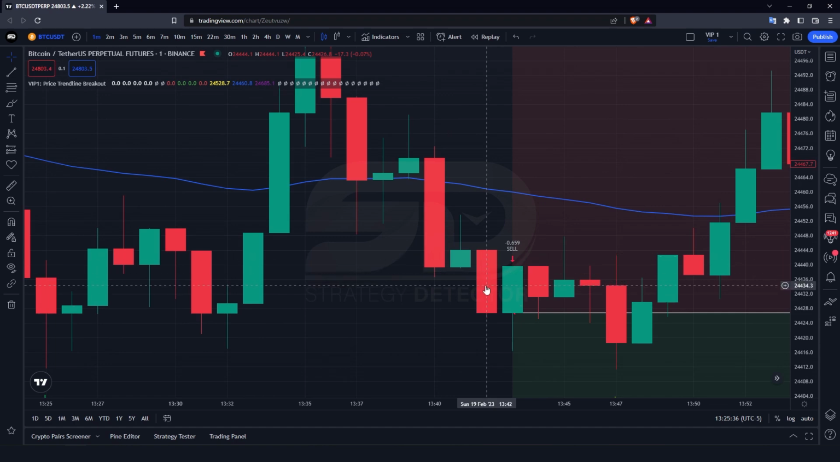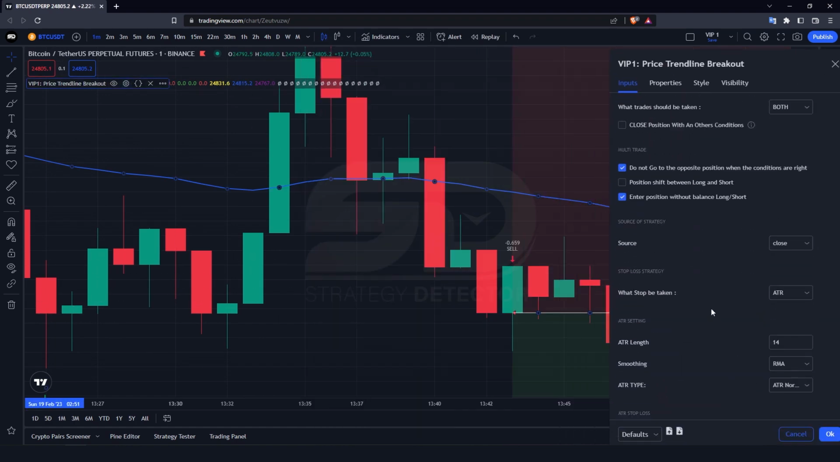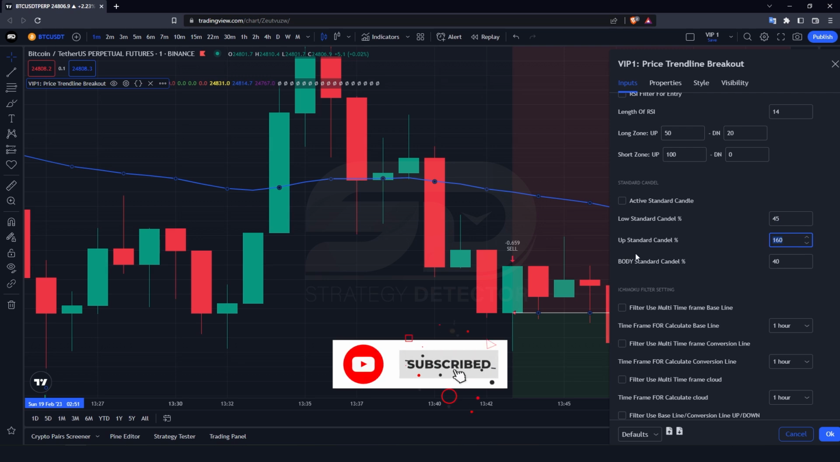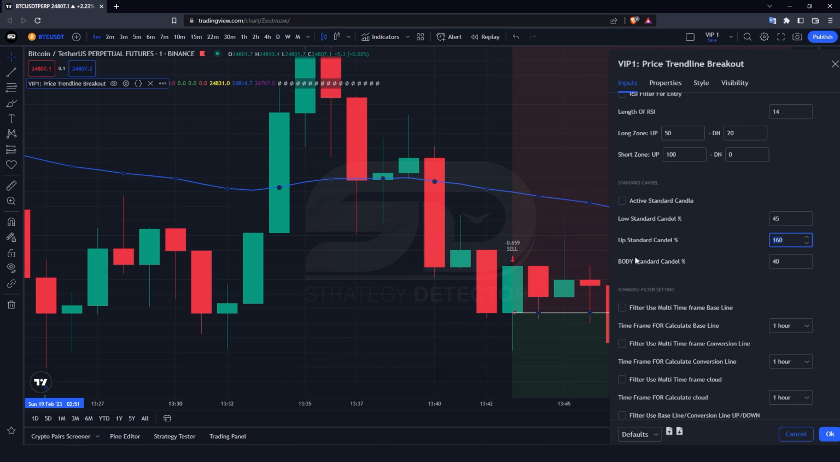This candle is our confirmation candle and it is a standard candle. This candle must be at least 45% of ATR. It means that this candle's body should be more than 45% of ATR. So with this option here, we avoid doji candles. Also, this candle's body must be lower than 160% of ATR. Using this option, we avoid a spike and very large candles. And this one means that 40% of our candle must be the candle's body. So when we set these numbers, we will have standard candles as our entry.